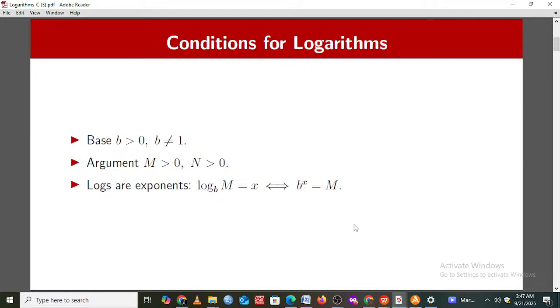Another one is on the argument. m and n, which are the arguments of the log, must always be greater than 0. If they are not greater than 0, the conditions and the laws of logarithm may not take place, because the logarithm of 0 to any base is undefined, and the logarithm of 1 to any base is 0. Logs are exponentials, so you should know that logarithms are exponents rather.